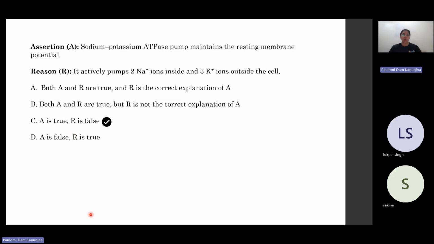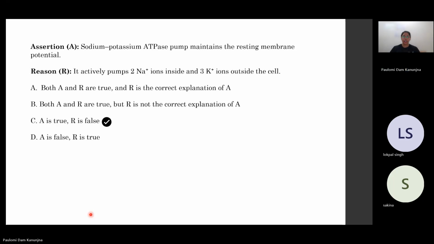Okay, so the first statement is correct. The second statement, read it very carefully. It says it pumps 2 Na plus inside and 3 K plus outside. Does it require pumping for that? No, right? The pump pushes in the other direction. It pumps 3 Na plus outside and 2 K plus inside.